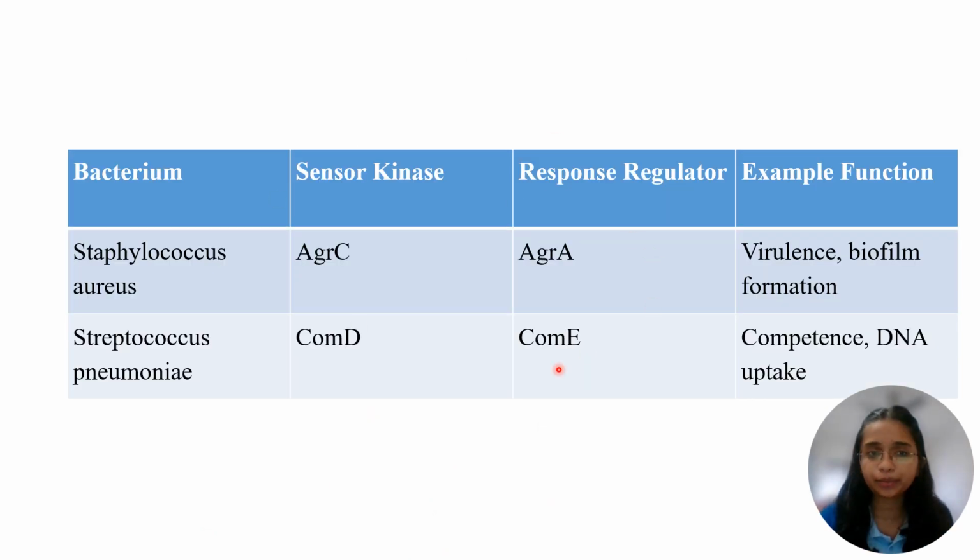So here in this table we can see that different bacteria have different sensor kinases and response regulators, which detect those signaling molecules and use the quorum sensing mechanism for particular functions. Staphylococcus aureus uses this quorum sensing mechanism for virulence and biofilm formation, and Streptococcus pneumoniae uses it for competence and DNA uptake.